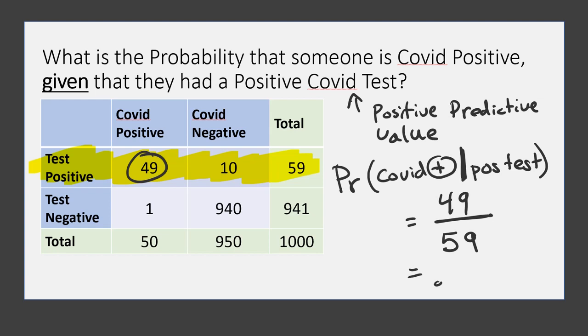Okay, so that is 0.8305, or in other words, 83.05%. Okay, so if you have a positive COVID test, it's pretty likely you have COVID, right? But not as confident about not having COVID with the negative test.